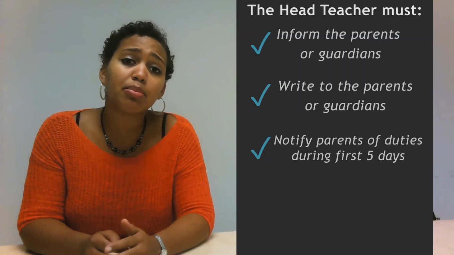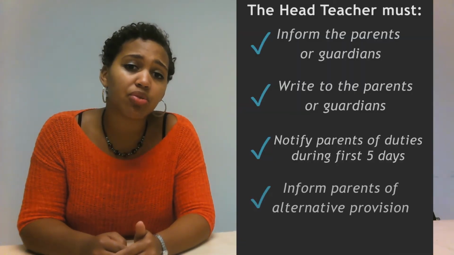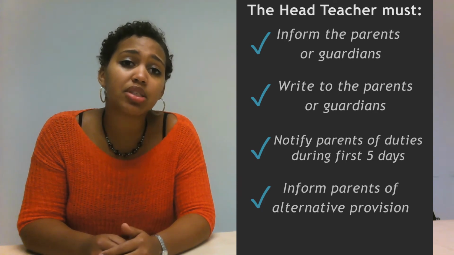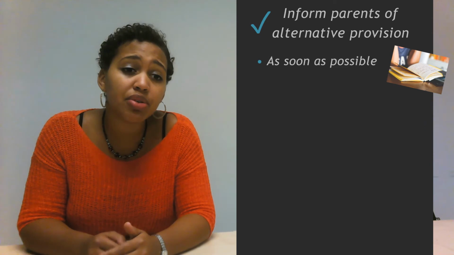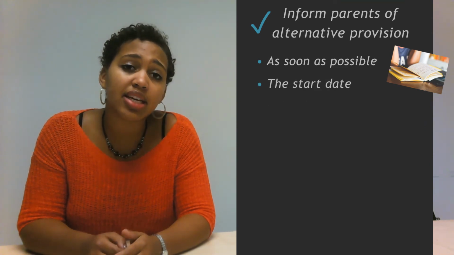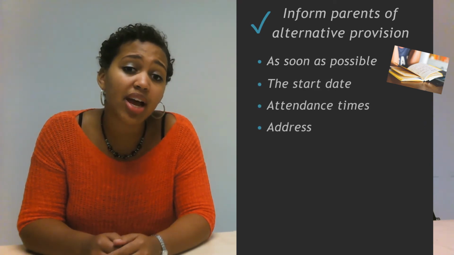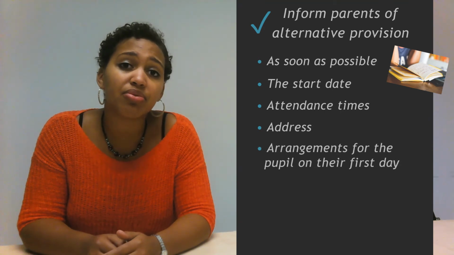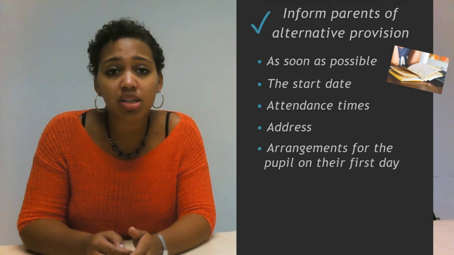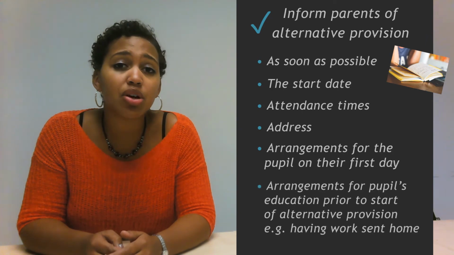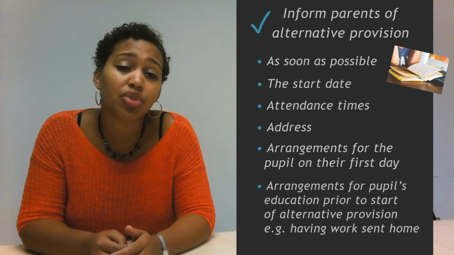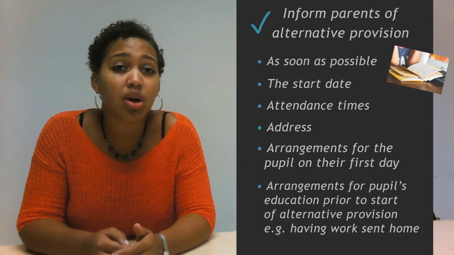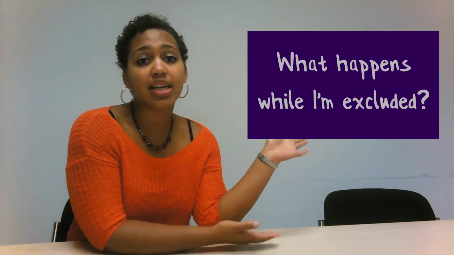The parents also must be informed about alternative provision arrangements, which is how the pupil may receive education while excluded. This information must be given as soon as possible, including the start date, attendance times, the address, and arrangements for the pupil on their first day. Until this alternative provision starts, the parents should be told what arrangements have been made for the pupil to continue their education before this date, for example, having work sent home. For more information on education during exclusion, please click this video.